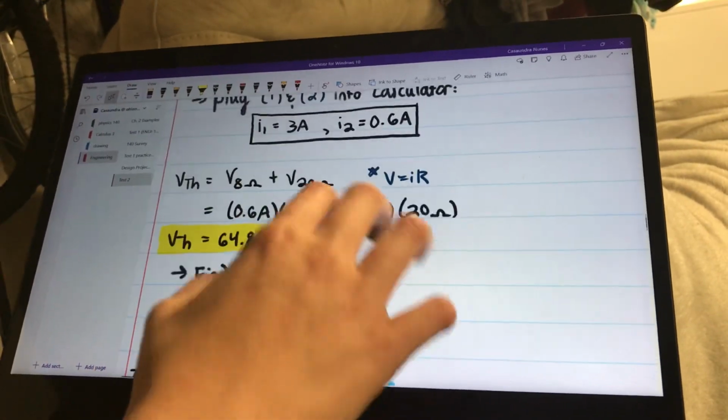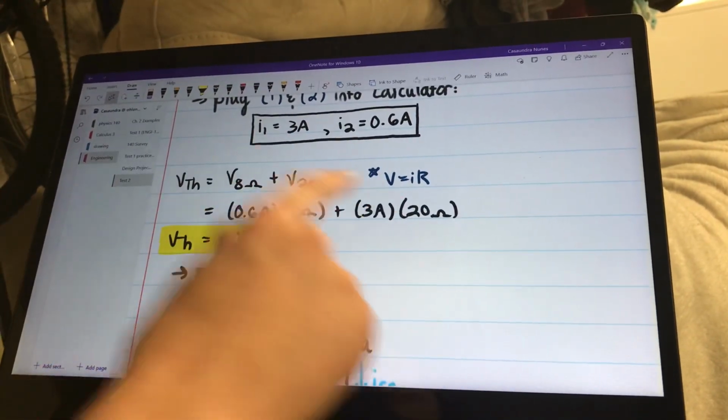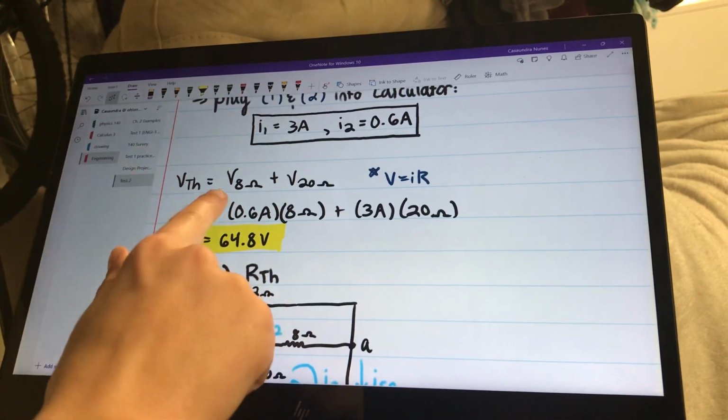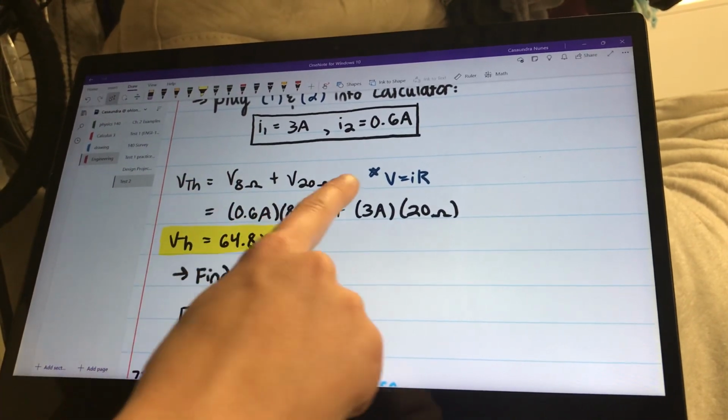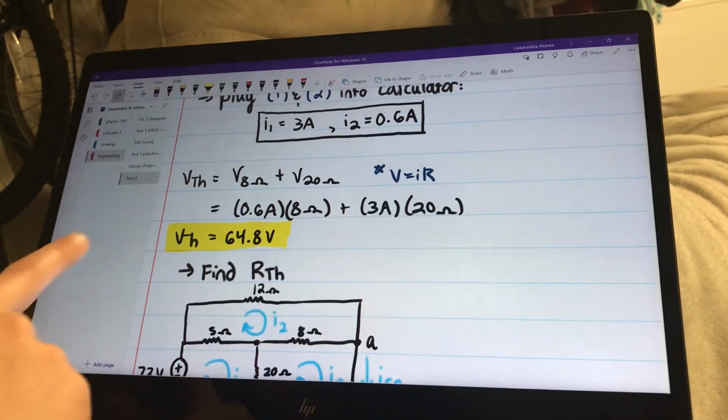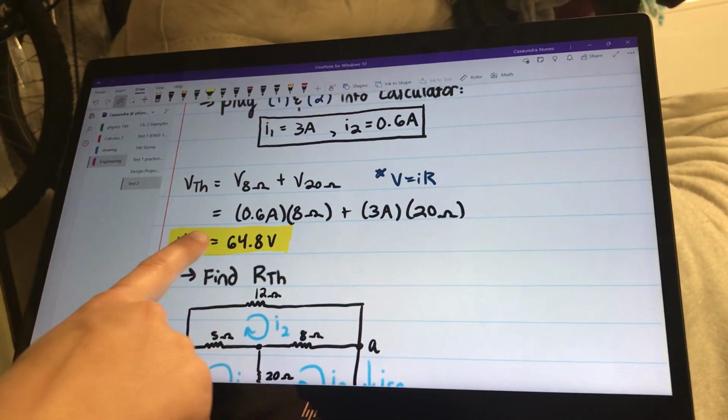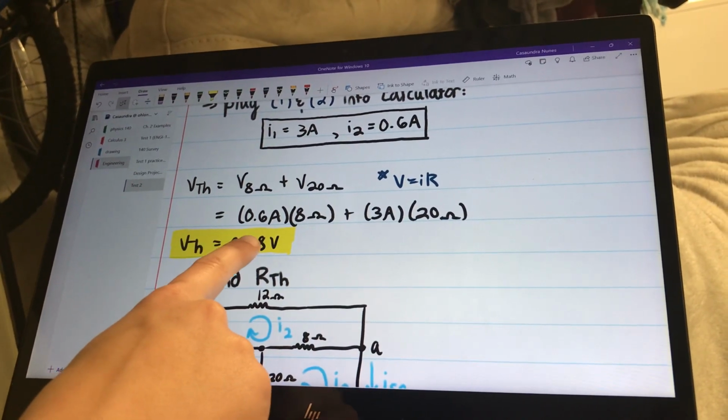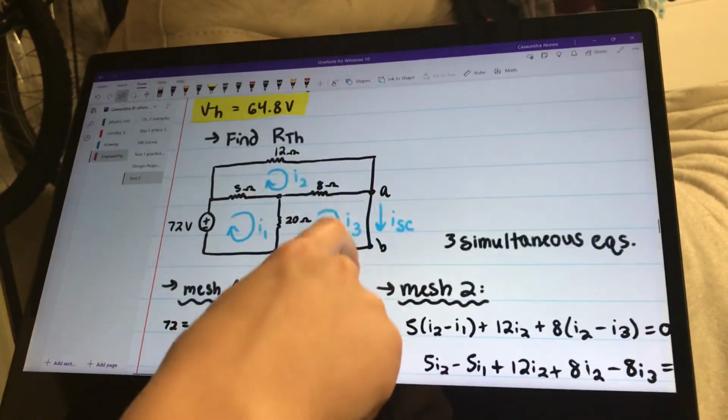So then I used V is equal to IR for both of these separate ones. I did 0.6 amps times 8 ohms plus 3 amps times 20 ohms, and I got for my V Thevenin that it is 64.8 volts.